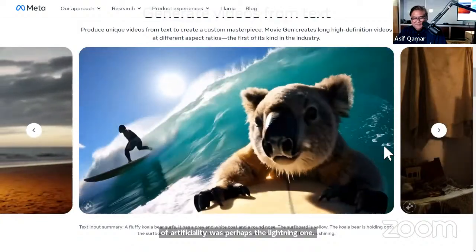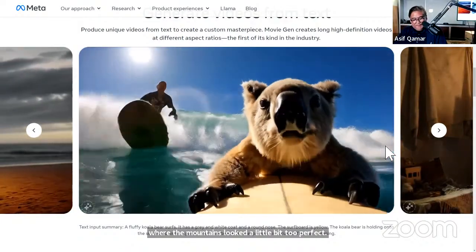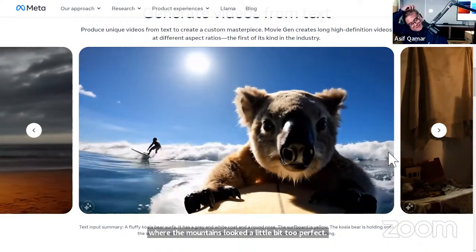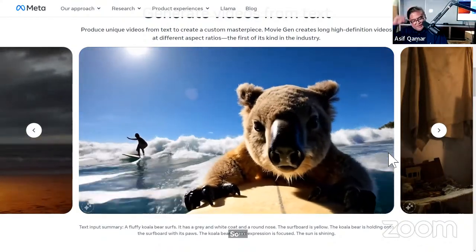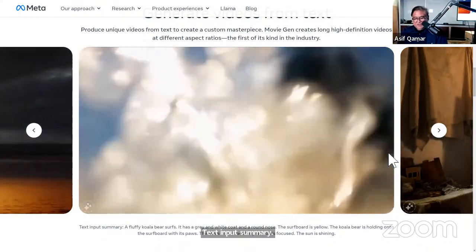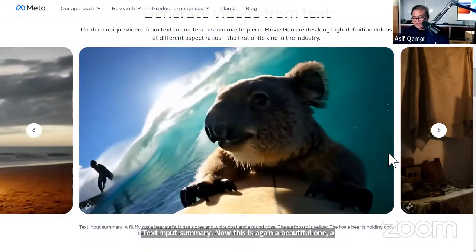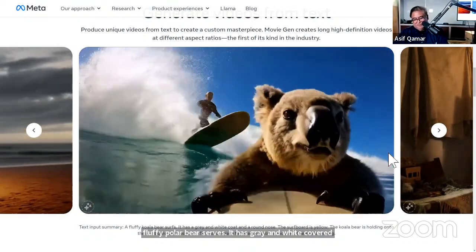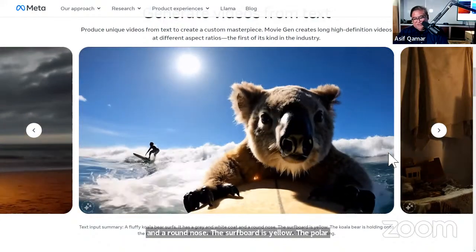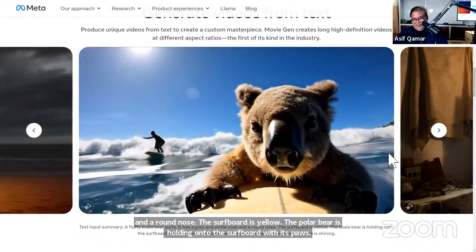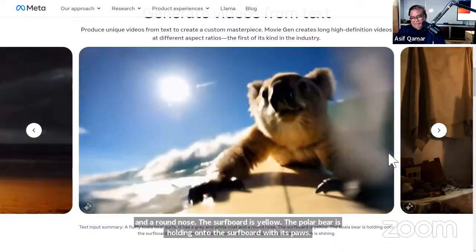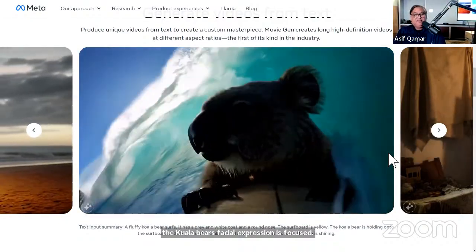So, text input summary. Now, this is again a beautiful one. A fluffy koala bear surfs. It has a gray and white coat and a round nose. The surfboard is yellow. The koala bear is holding onto the surfboard with his paws. The koala bear's facial expression is focused. The sun is shining. This is a very dynamic scene. There's a lot happening here.